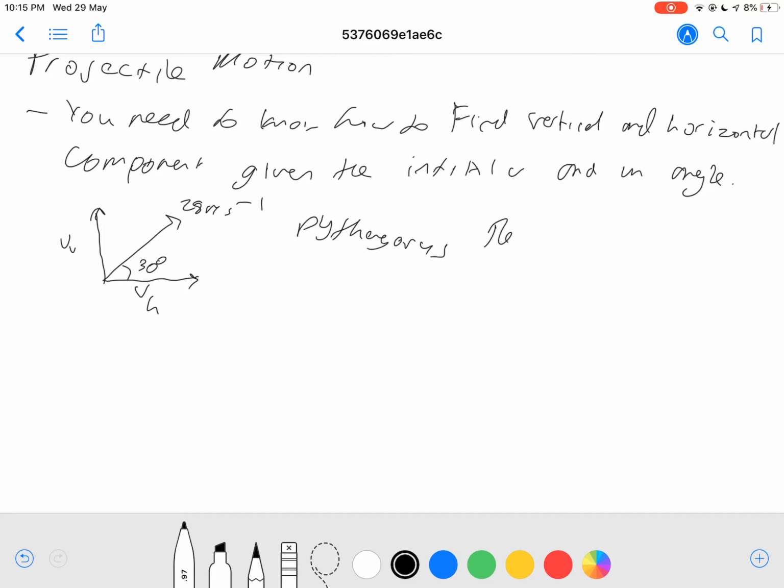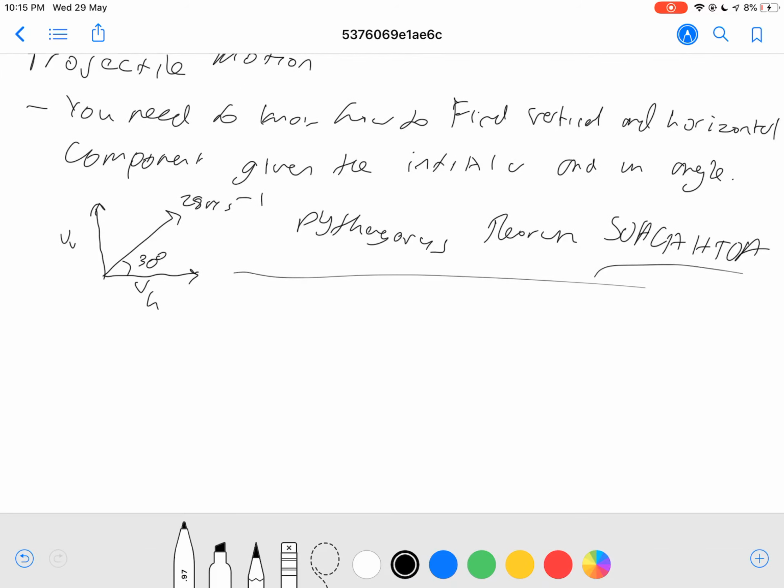For these questions, you'll basically just use the Pythagoras theorem, so hopefully you're all familiar with it. That's basically SOHCAHTOA. You can use SOHCAHTOA to find the vertical velocity and horizontal velocity.